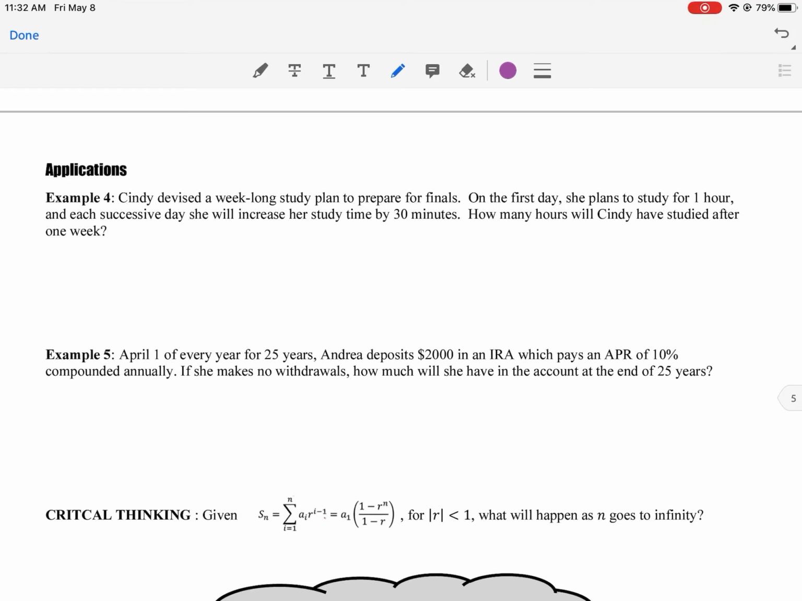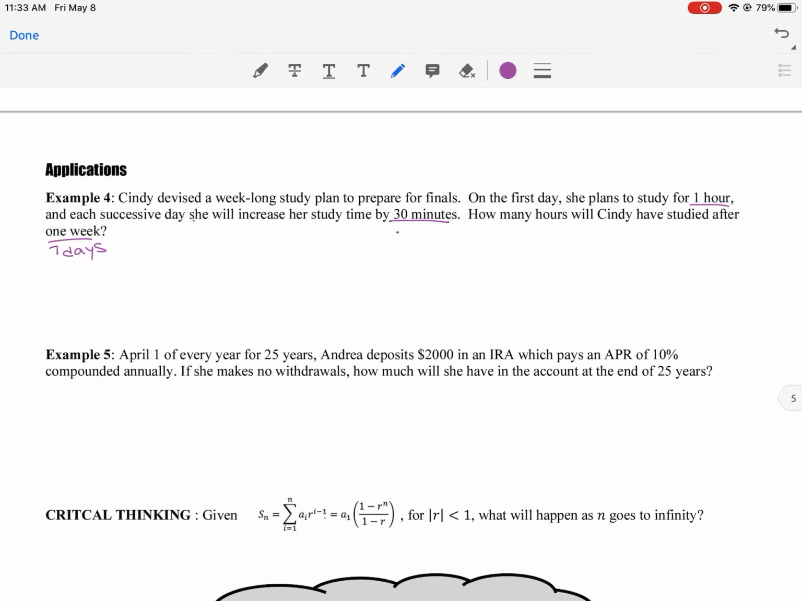Okay. Then we've got some applications here. So Cindy devised a week-long study plan to prepare for finals. On the first day, she plans to study for 1 hour. Each consecutive day, she'll increase her time by 30 minutes. So, how many hours will Cindy have studied after 1 week? So, we got a few things, right? We're talking about days there, but then we got weeks. So I maybe would say, hey, 1 week is 7 days. Same thing, we got 1 hour, we got 30 minutes.